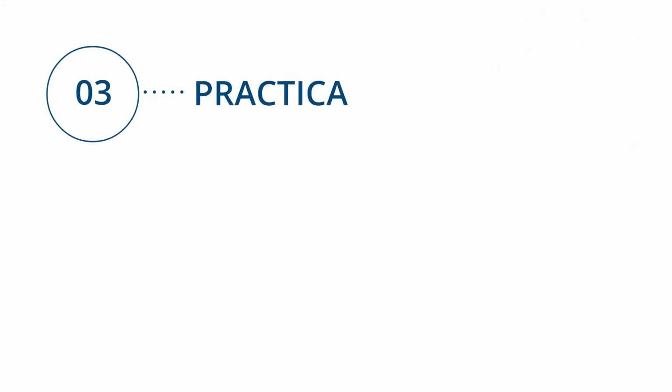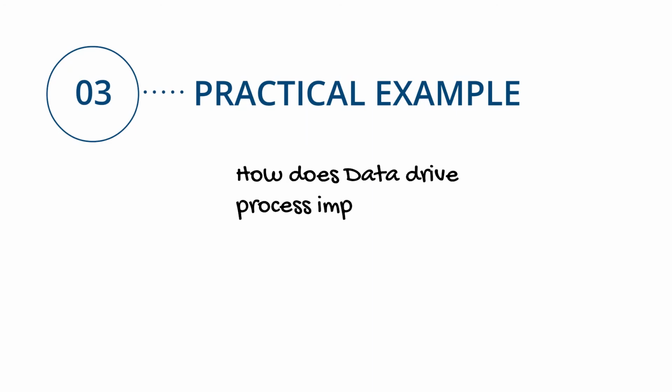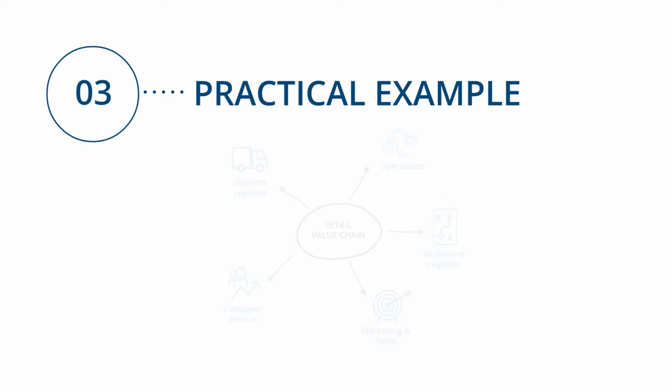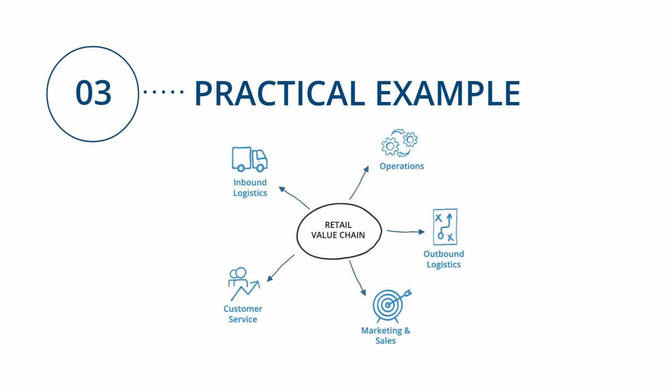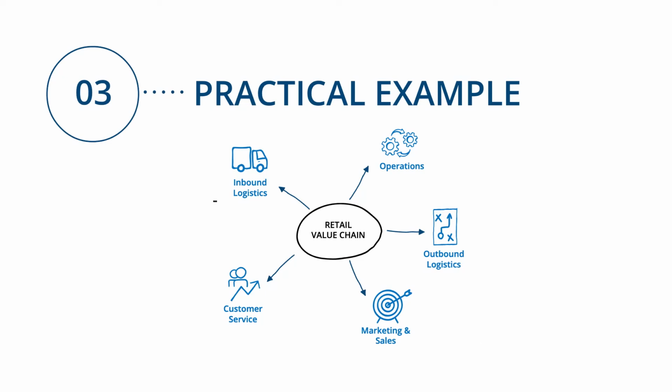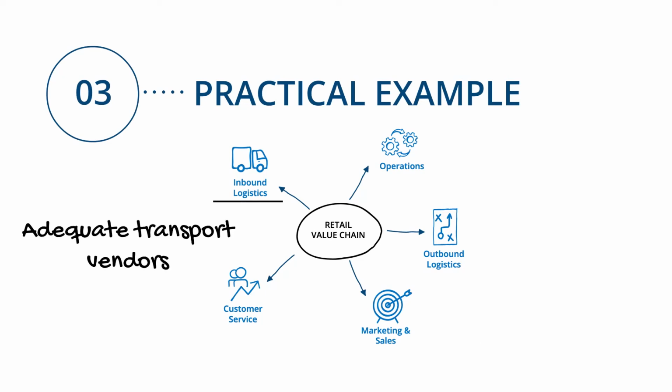In a practical example, how does data drive process improvement and opportunity realization? Let's look at the retail value chain. There are a number of primary activities: inbound logistics, operations, outbound logistics, marketing and sales, and customer service. And within each of these functions, we have sub-activities, all of which need data to drive them. For example, in inbound logistics, how do you know that your transport vendors are performing adequately? Are they delivering your products on time and helping you meet your customer promise?